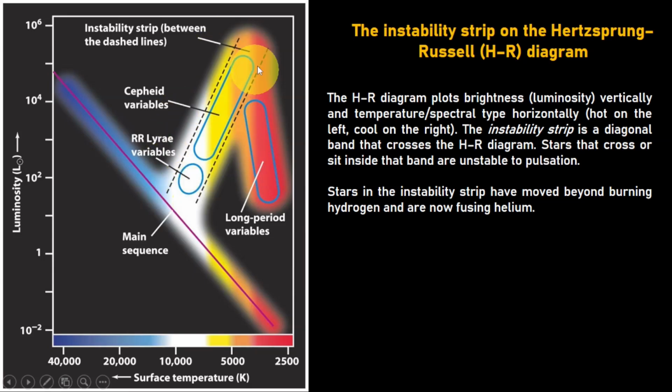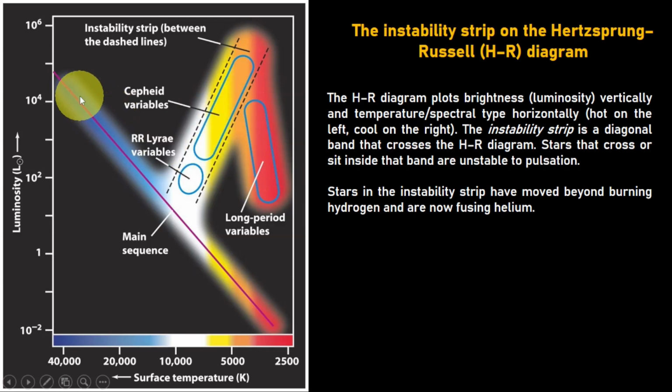All the stars that fall in here are in the instability strip, and these stars are the Cepheids and the RR Lyrae stars. So you can see them there, and those are the ones that pulsate. Remember, here are the main sequence stars, and here are the stars in the instability strip.